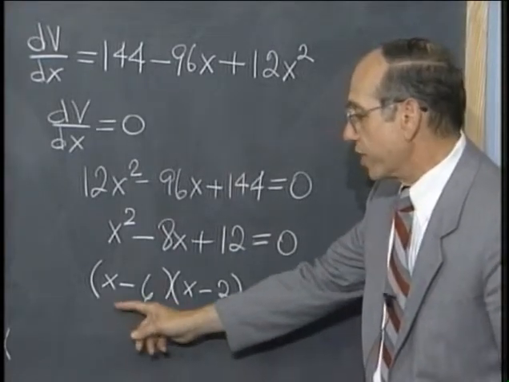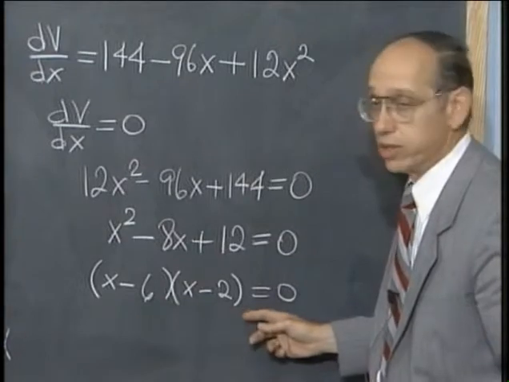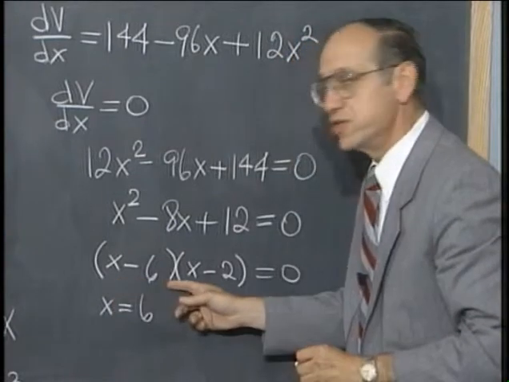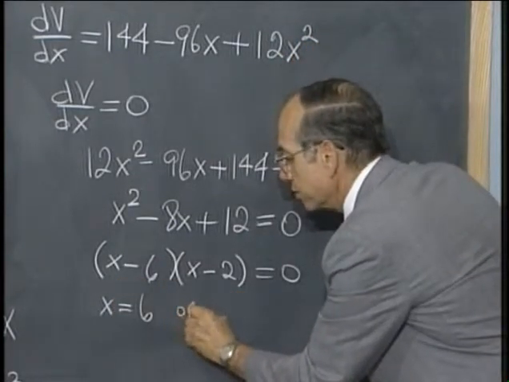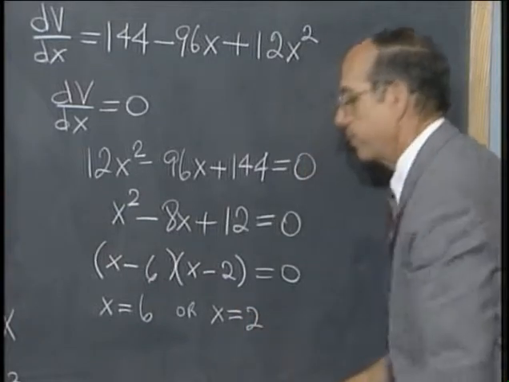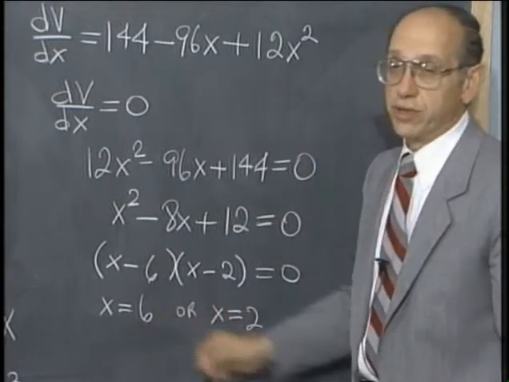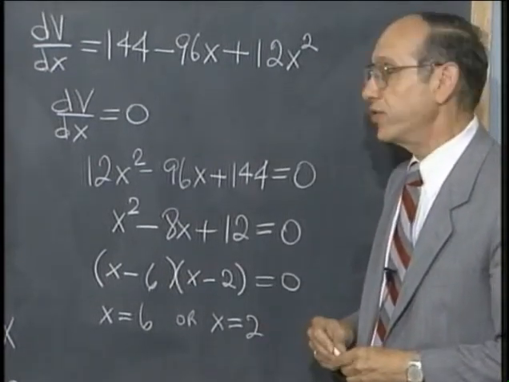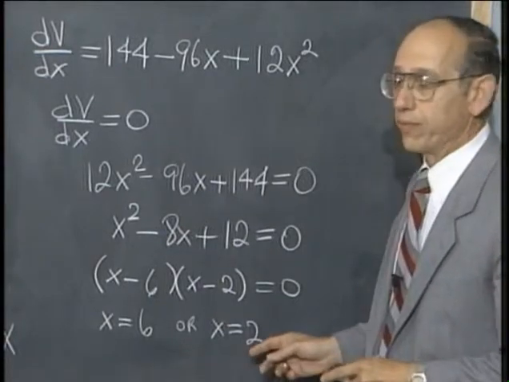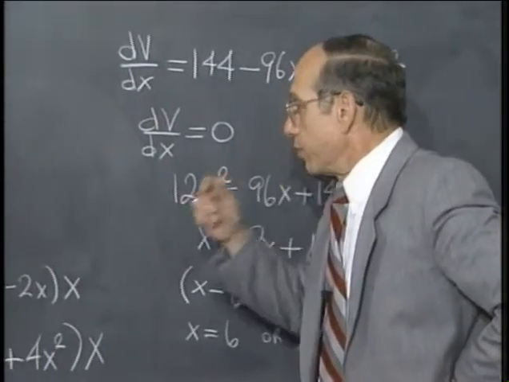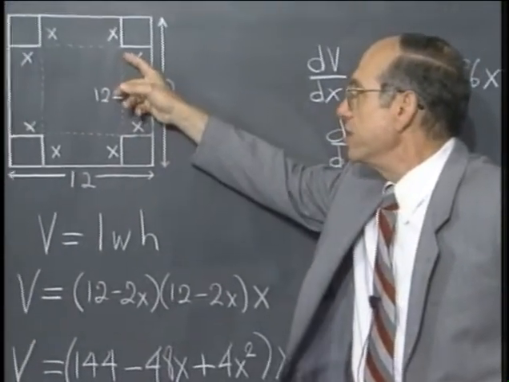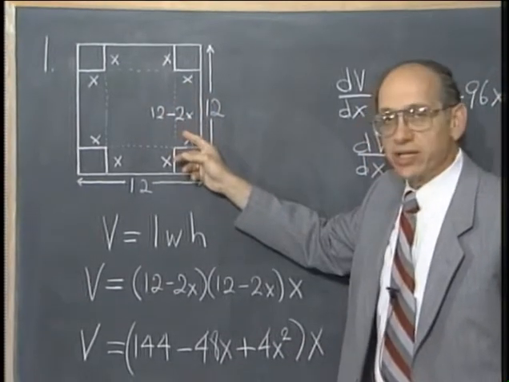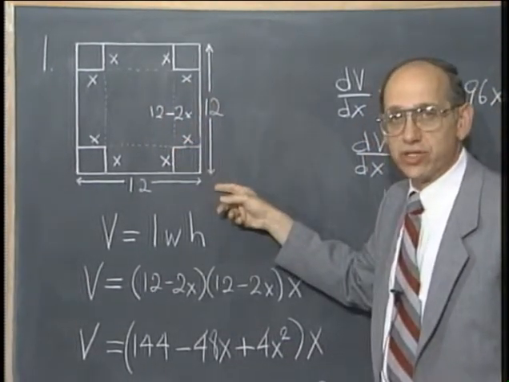When you have a quadratic equation with the left-hand side factored like this, you know that the root can either be x equals 6, that makes this factor 0, or x equals 2. One of these two numbers is going to give us the maximum volume for the box. The question is, which one? Well, for that, we're going to have to go back and take another look at the diagram. If we go back to the diagram, we remember that x is the length of the square that was cut out of the corner.